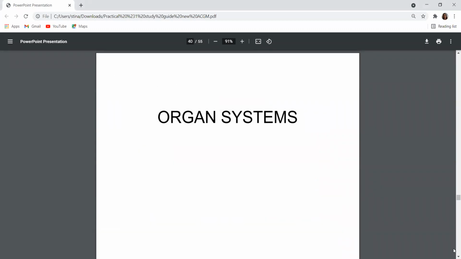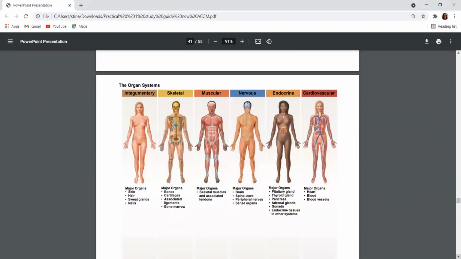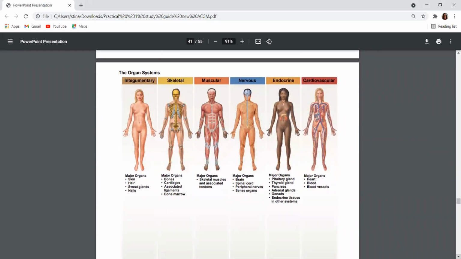Organ systems. There are several organ systems in the body. The integumentary system, this is the organ system that is going to be composed of the skin, the hair, the sweat glands, and the nails. The skeletal system, this is going to be comprised of your bones, your cartilages, some ligaments, and your bone marrow. Then you have your muscular organ system, and it's going to be composed of the muscles and the tendons.